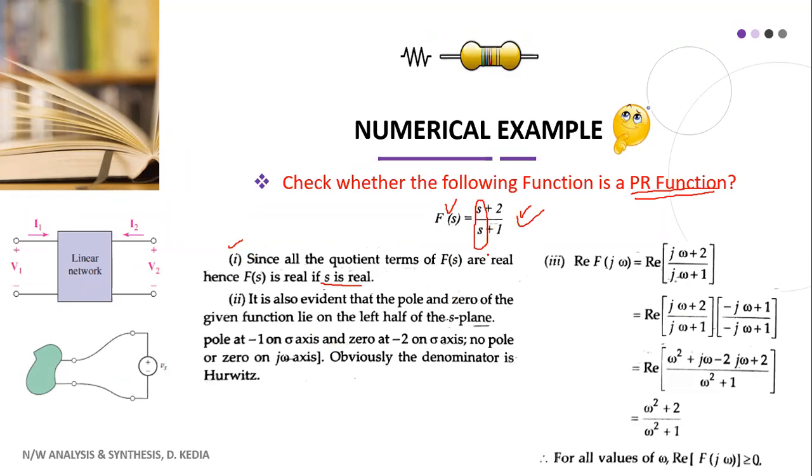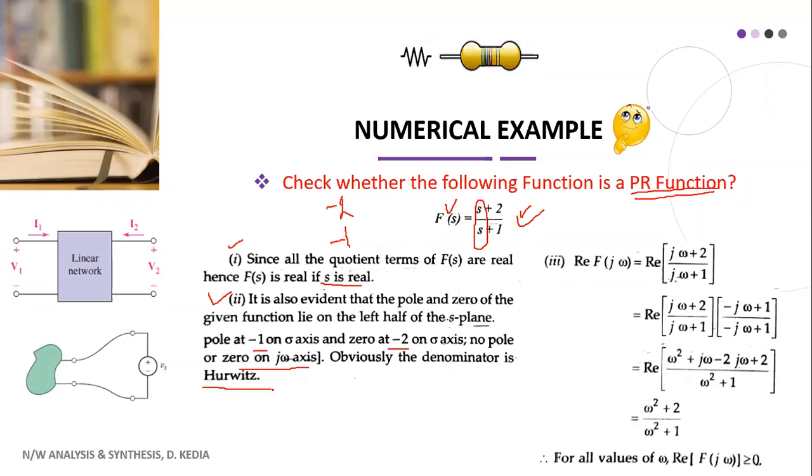Second, we have to determine the poles and zeros. Your zero is at -2, which lies in the negative half s plane. Your pole is at -1, which also lies in the negative half s plane. There is no imaginary axis pole. Okay. So we can say that the second condition is also satisfied. So you see here we have a pole at -1 and a zero at -2, and there is no pole or zero on the j omega axis. Okay. So if these conditions are satisfied, we can directly say that our polynomial is a Hurwitz polynomial.